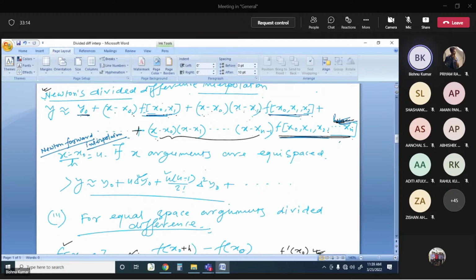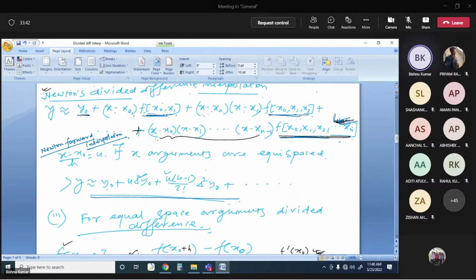Let us try to recall that in terms of u, we have written somewhere the formula y equals y0 plus u del y0 plus u(u minus 1) by factorial 2 del square y0, where u is (x minus x0) by h, isn't it? Yes, sir. This is the forward interpolation. And this is Newton divided difference interpolation.